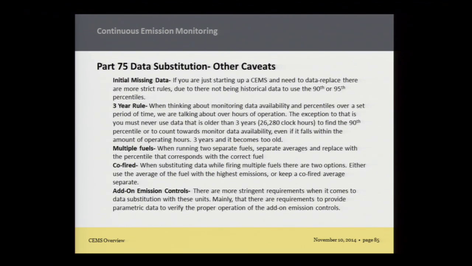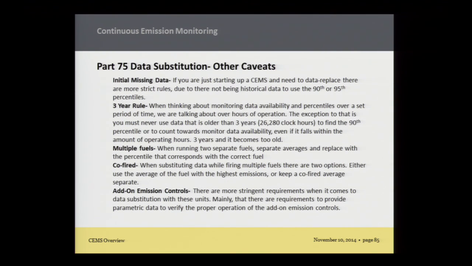Other caveats, initial missing data. If you're just starting up a CEMS and need to do data replacement, there are more strict rules, because you don't have historical 90th or 95th percentile. And then the 3-year rule. When thinking about monitoring data availability and percentiles over a set period of time, we're talking about over hours of operation.